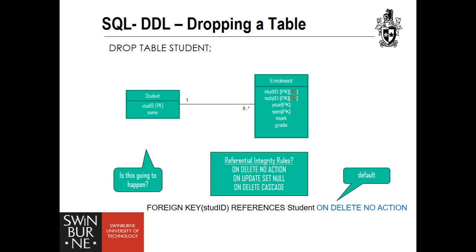The referential integrity rules actually specify what should happen when you delete a row in the parent table, which is the student table here. On delete no action means the deletion of the parent row will be stopped if the row has child rows in enrollment. On delete cascade is the most dangerous. It means all child rows disappear as well.